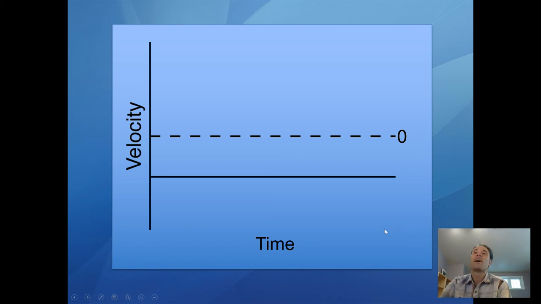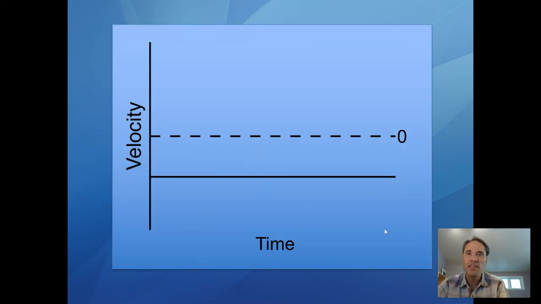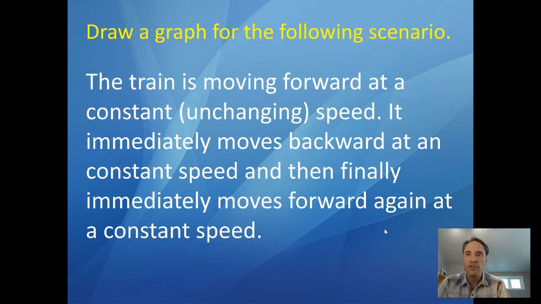How about this? A train is moving forward at a constant, unchanging speed. You got that already, right? And now it immediately moves backwards at a constant speed. And then it finally immediately moves forward again at a constant speed. Based on these two graphs that you just saw, this one backwards and this one forwards, what would this scenario look like? Pause me, try and draw it. Velocity on the side, time on the bottom. Let's see what you got.